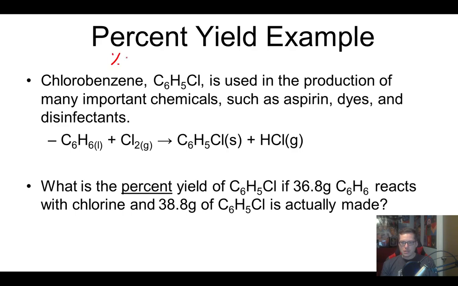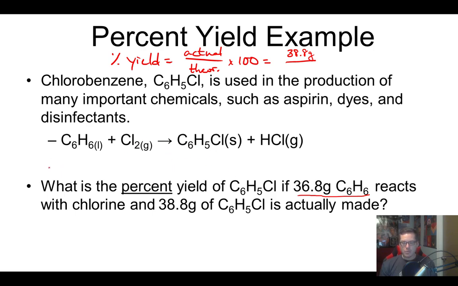Remember, the formula for percent yield was the actual divided by the theoretical times 100. The actual yield, they tell us, is what is actually made. So that's the 38.8 grams of our chlorobenzene. That's our actual yield. Now we need to figure out the theoretical yield. They don't give us the theoretical yield, do they? They only tell us that we started with this much benzene, that's C6H6. So we have to figure out what the math says. We got to dust off our stoichiometry skills and figure out how much of this we could have made theoretically.